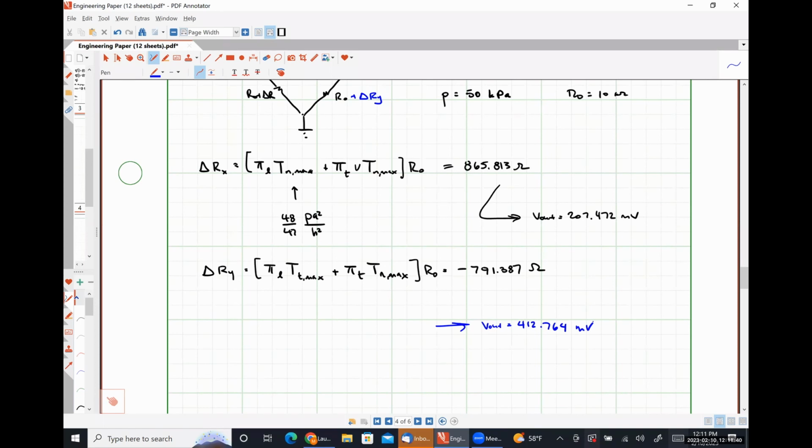So this means you're using the exact same number of resistors, but because you have creatively put the second pair of resistors in a place where they experience a negative resistive change, the overall output voltage tends to increase.